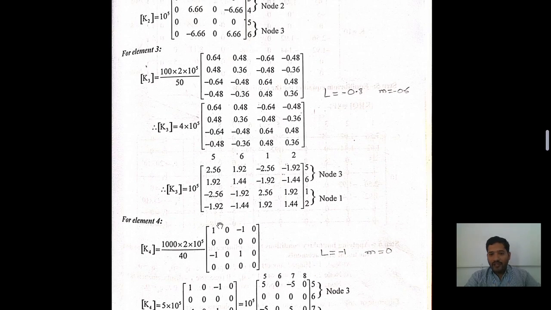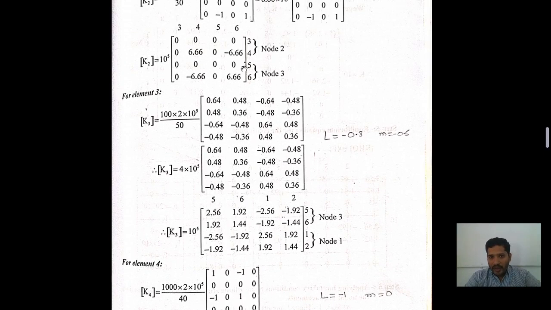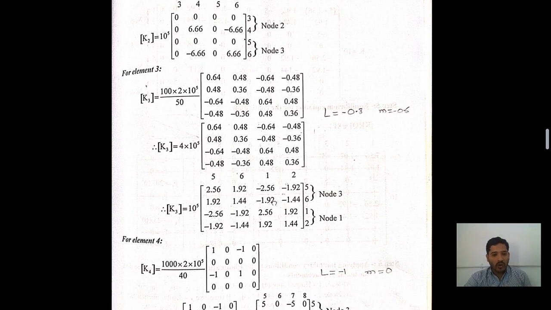Clear. After that, this 5 and 6, I already told you, what can we say here? Node 3. Clear? And 1 and 2, what can we say here? 1 and 2 we can say as node 1. This 5 and 6 we can say as node 3. 1 and 2 we can say as node 1. I hope no one is having any doubt.